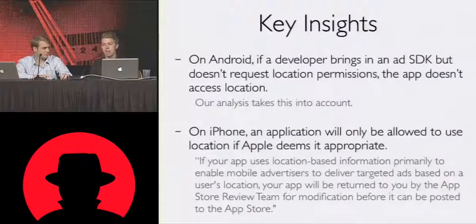So specifically, the numbers on Android were generally lower. That is partially an artifact of how we analyze things. For example, if a developer on Android brings in an ad SDK, and that ad SDK wants to access location, but the developer doesn't request the location permission, the ad SDK doesn't get location. Which is a really cool aspect of Android, by the way. It's pretty focused on keeping the consumer's data private. And so our analysis takes that into account. So if an application tries to access location but it doesn't have permission to do so, that application doesn't access location because it can't. On iPhone, for example, an application is only allowed to use location if Apple deems it appropriate.